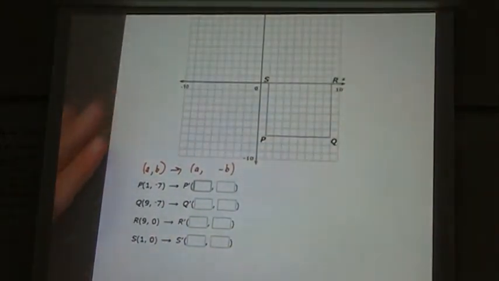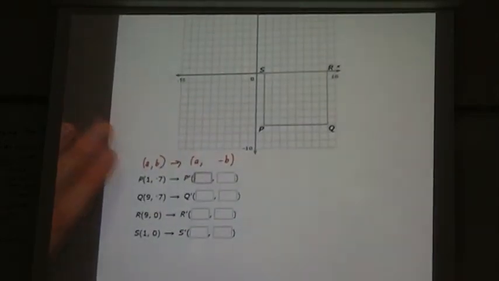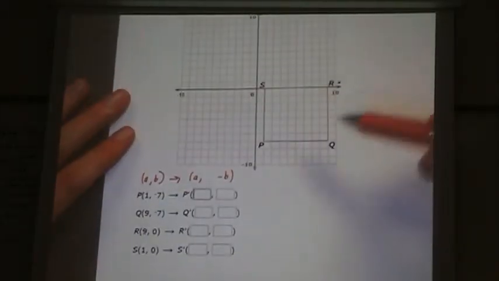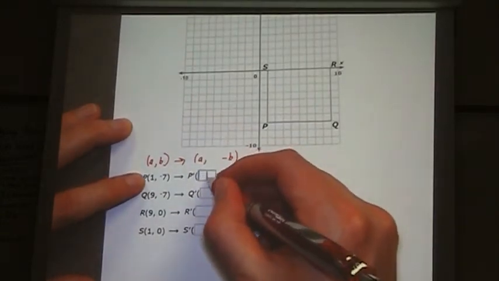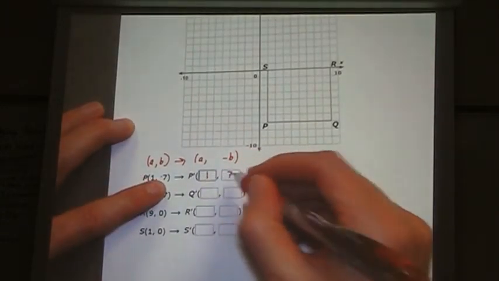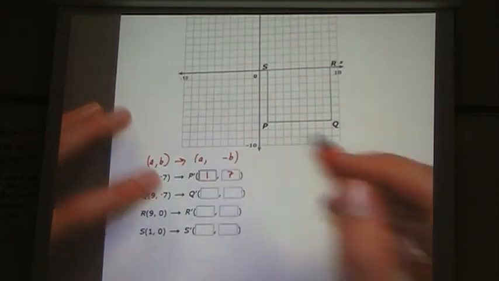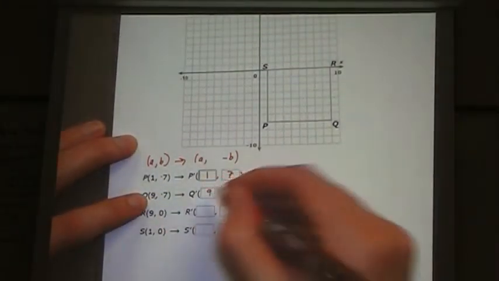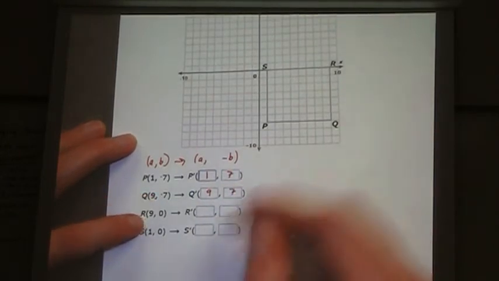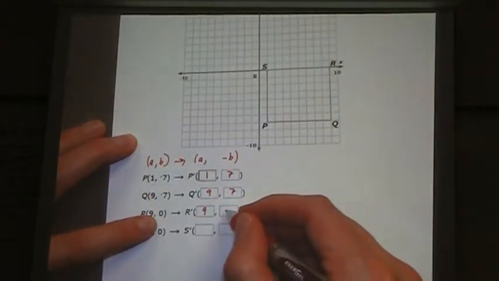Okay, so that's my rule. And now we just apply that rule to all these points. To be honest, we don't even need this graph. So that's going to be 1, and then change the sign, because negative 7 would become a positive 7. Keep the x the same, change the y, keep the x the same. Oh, how do I change the 0? We just leave it 0.